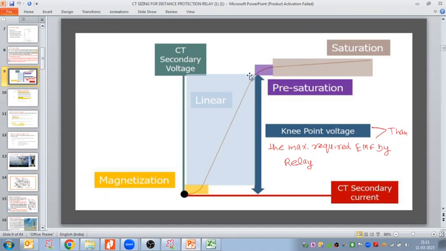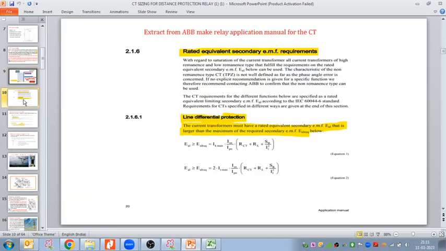So yeah, this is all we have seen in the study class. Just quickly refresh. This is the CT knee point voltage calculation. I took this extract from the ABB make relay application manual, the same REL670 model for the relay. You can see here the rated equivalent secondary EMF requirement, given by the relay application manual, page 20.